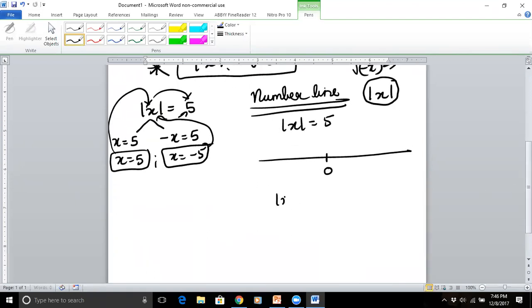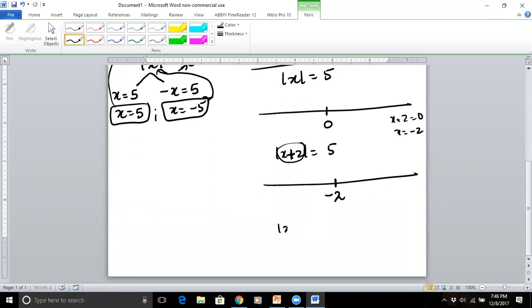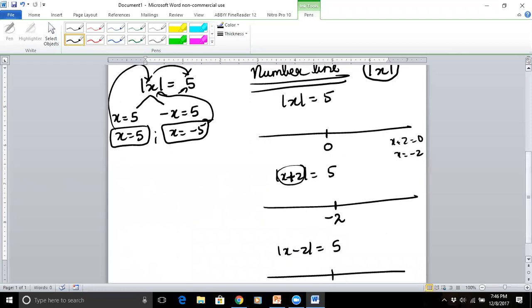But say if I have something like mod of x plus 2 is equal to 5, where x is attached to a constant, then we say that the origin is at minus 2. We just put this entire quantity to be 0 and we find the origin. So the origin here is at minus 2. And finally, if I say mod of x minus 2 is equal to 5, then the origin here is at 2. So basically, one definition of a mod is the algebraic definition. The second is to learn mods in terms of the distance from the origin on the number line.